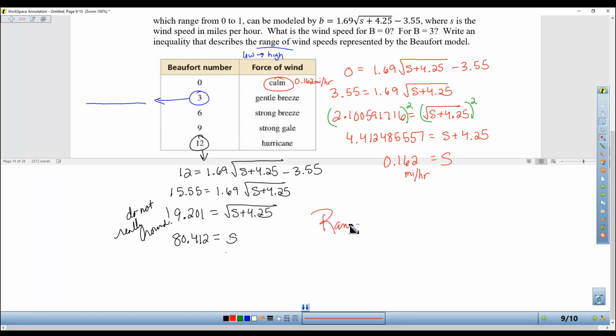So what is the range? The range is 0.162 to 80.412. And how do we express that? Wind speed, S, is greater than or equal to 0.162 and less than or equal to 80.412 miles per hour.